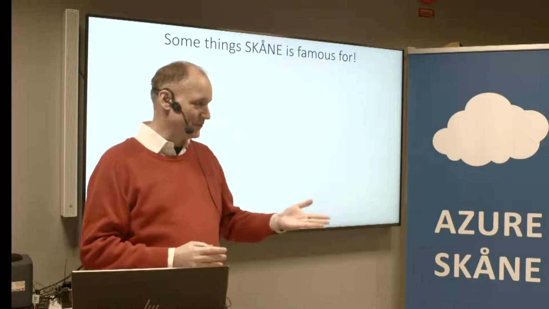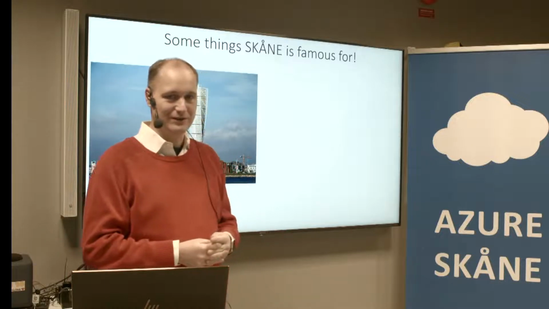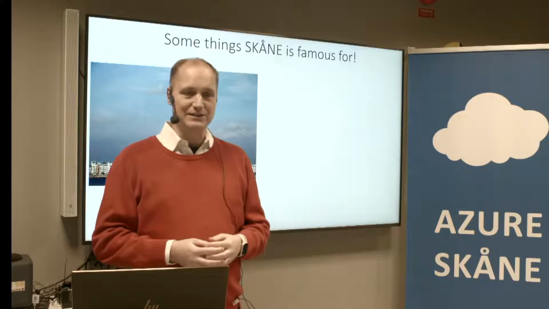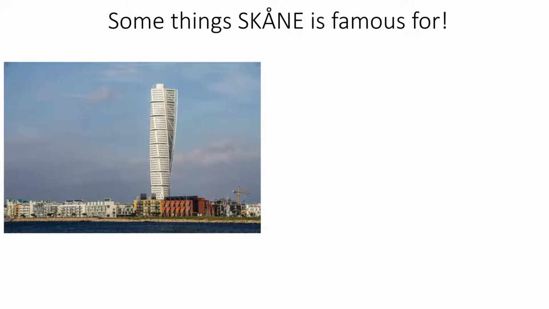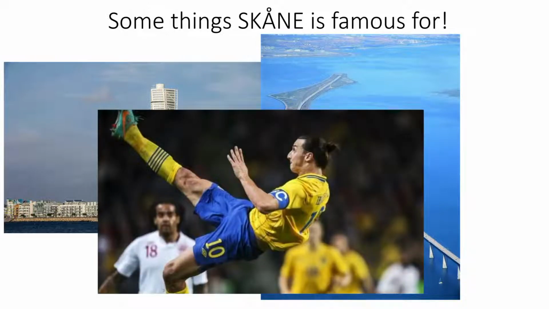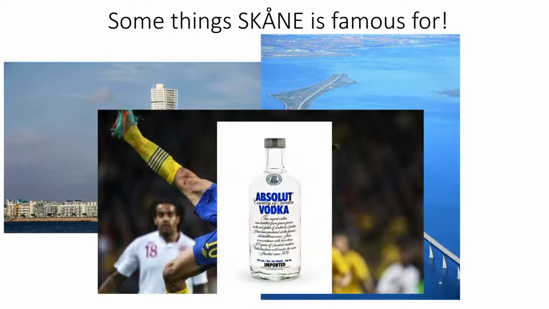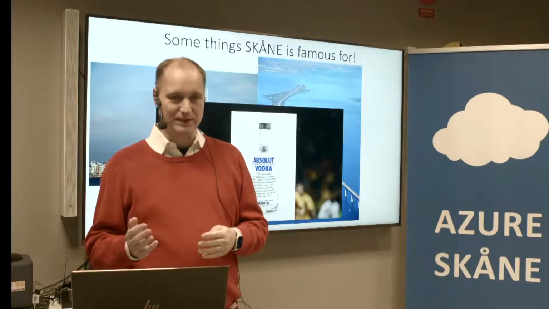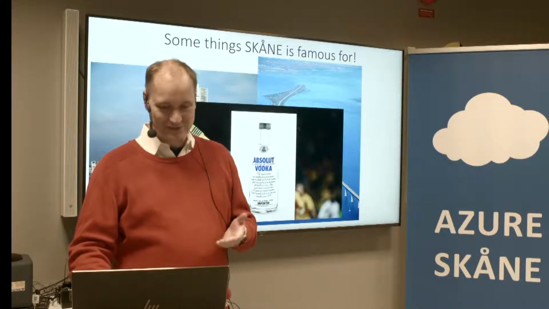Some things Skåne is famous for. We are famous for the Turning Torso, which is this amazing building. It was the second highest apartment building in Europe when it was finished. Then we have this famous bridge between Skåne and Denmark. It's a pretty long bridge, and it's a fantastic view if you drive your car over it or if you go by train. There's even a tunnel at the end, as you can see. And we have the world's best soccer player, Zlatan Ibrahimovic, of course. And if you like strong drinks, there's Absolut Vodka, which is Swedish. It's made here. Well, it was purchased by Pernod, so now you should probably say it is French. But originally it was Swedish.